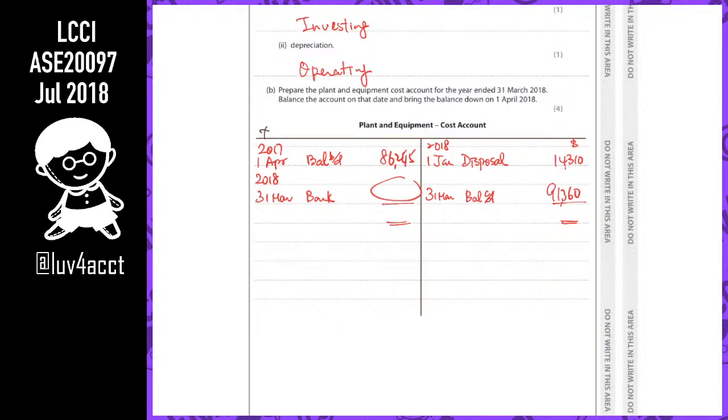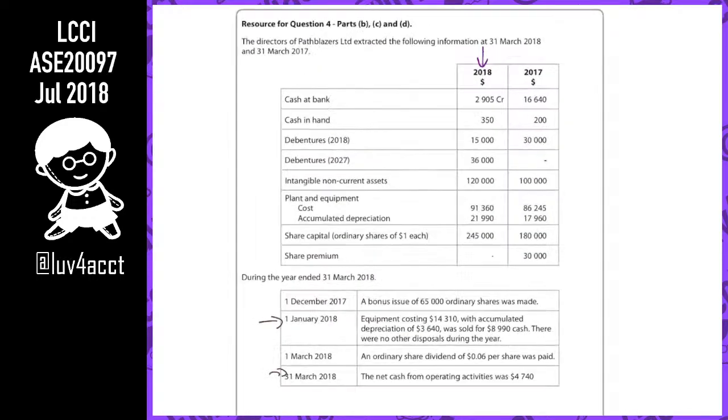Okay, that means we have a purchase of 19425. Okay, and then brought down 91360, balance brought down in 2018, 1st of April. Okay, 4 marks done. Okay, 19425 is needed as the investing activities.